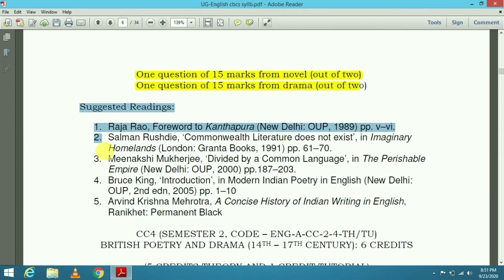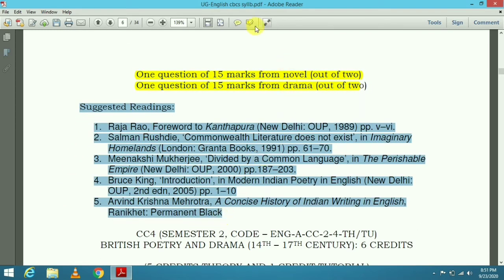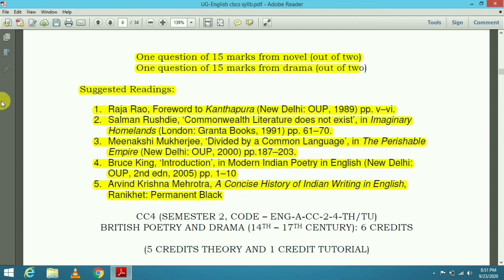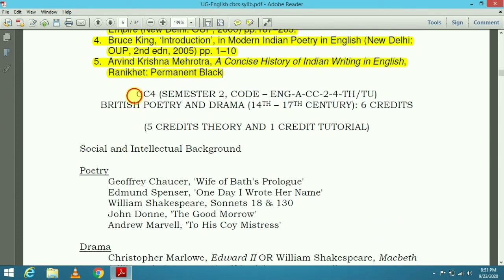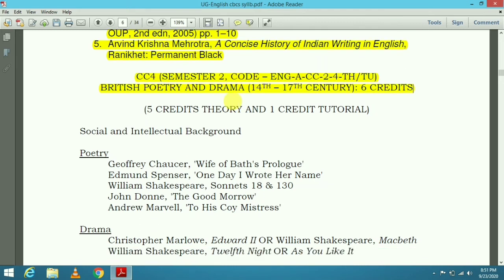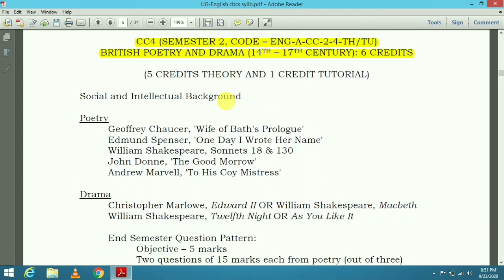This was the suggested reading list, and I won't suggest anything right now because you do not have your semester 2 examination yet. Try to focus on semester 1, but please have a clear idea of the syllabus because it will help you. And then comes CC4, which is British Poetry and Drama, 14th to 17th century, and here you have 6 credits. This paper is really important and very interesting.